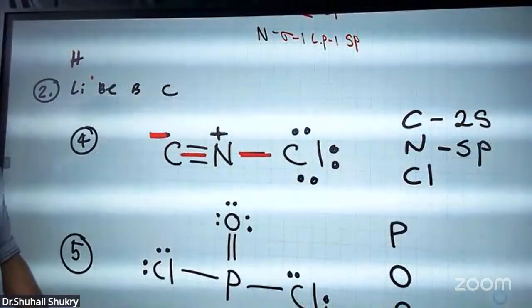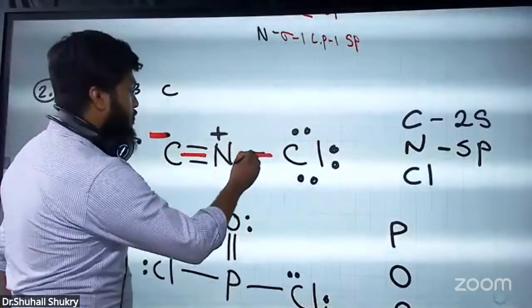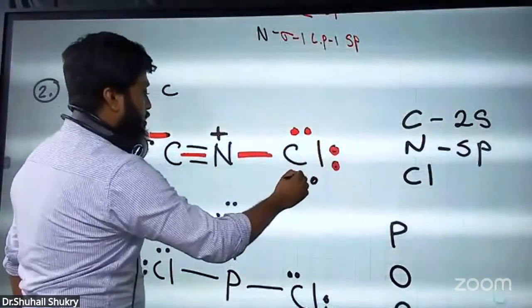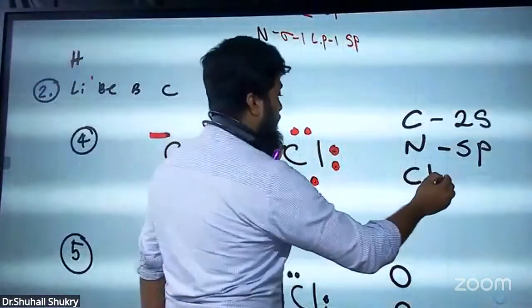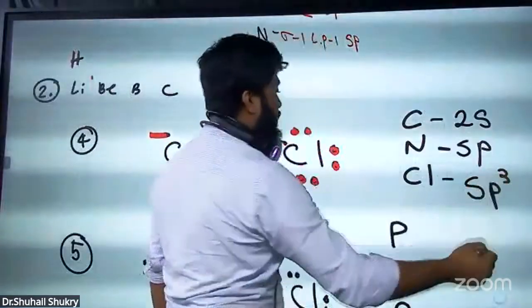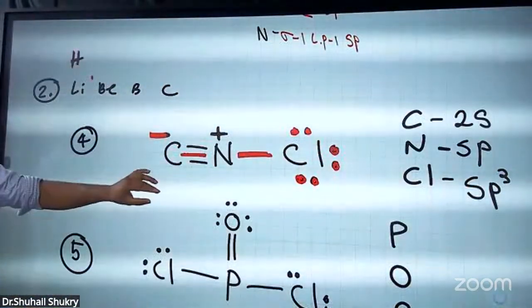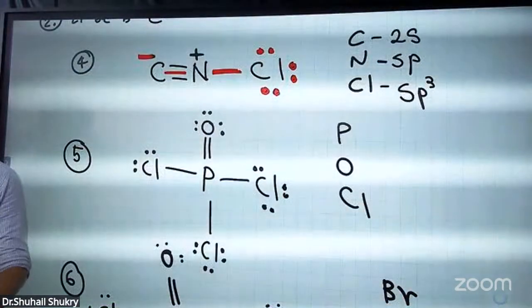Around chlorine, you have 1 sigma bond and 3 lone pairs. Altogether there are 4 units, so sp3. If it is correct, raise your hand. Well done. So understood, no? Correct. Okay. Phosphorus, oxygen, chlorine.